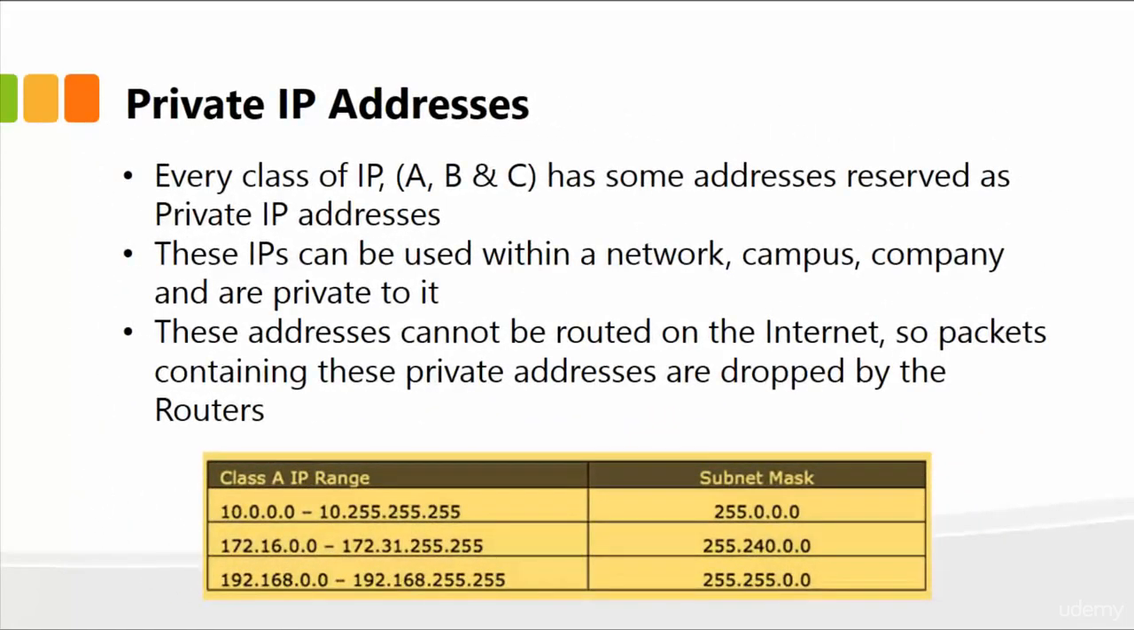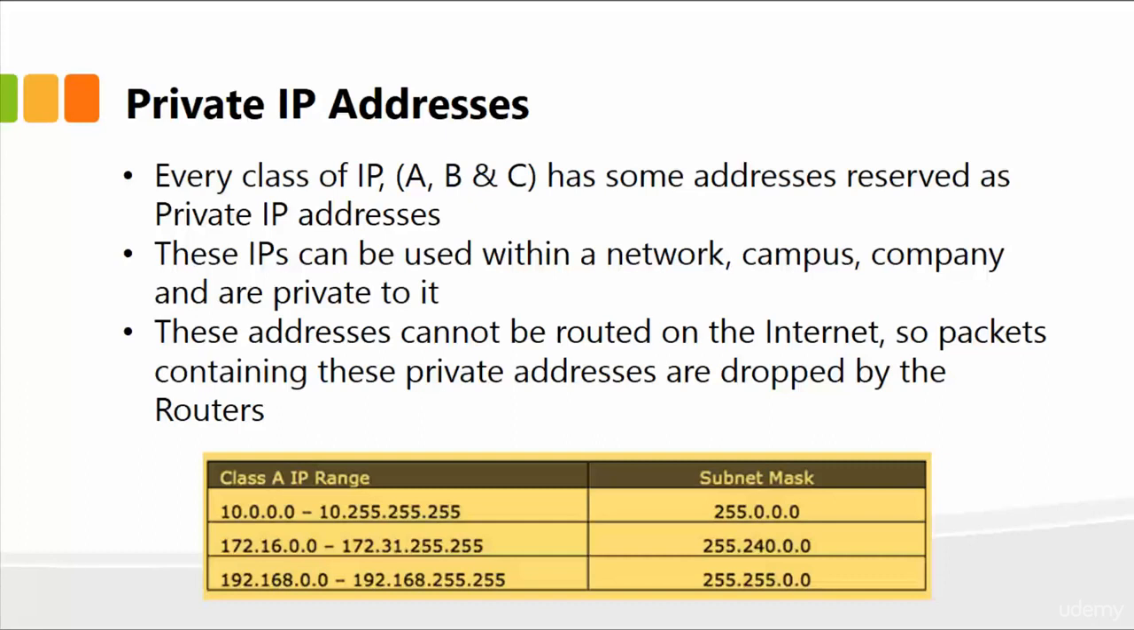Once we're done with the subnetting and actually assigning IP addresses in the subnet mask to various departments, before I end this lesson, just a brief note on what private IP addresses are. So keep in mind that every class of IP, whether class A, B, or C, has some addresses reserved as private IP addresses. And these IPs can be used within a network, campus, organization, or company, and are private to it. So the public, which is the internet, for example, has nothing to do with this. So these addresses cannot be routed on the internet.